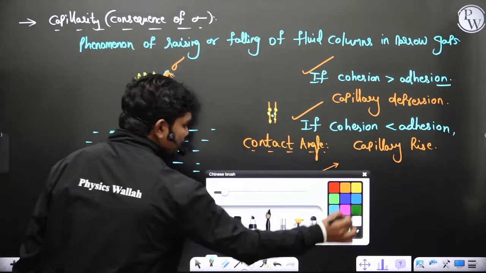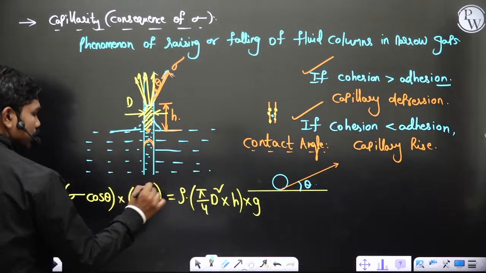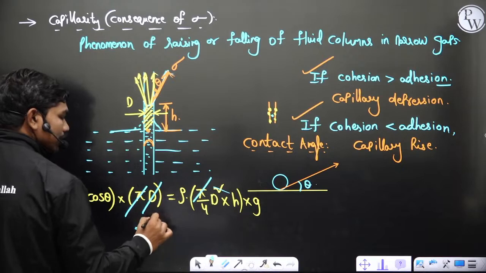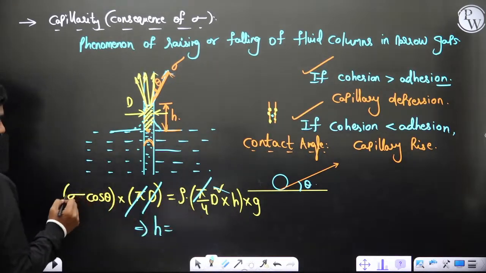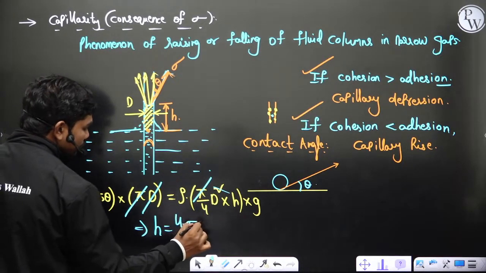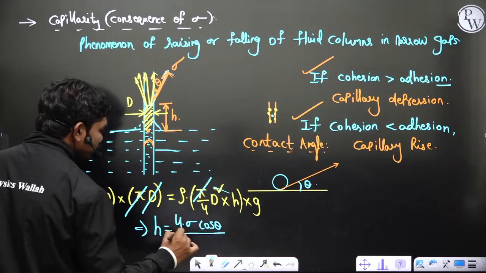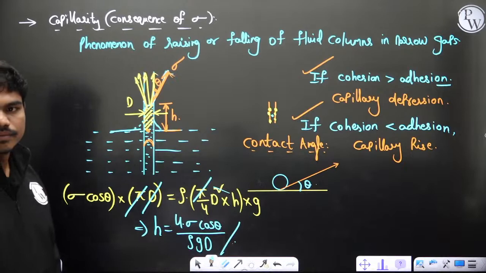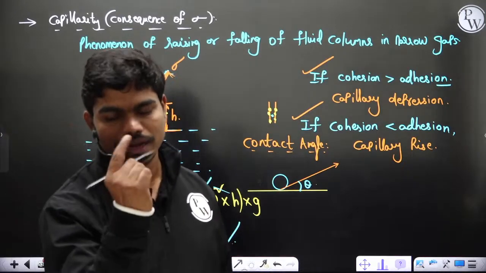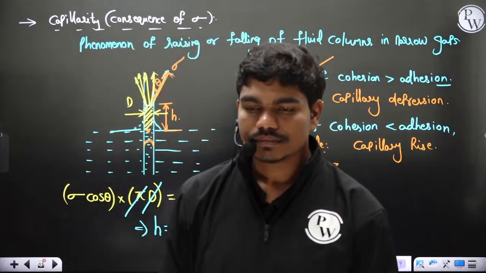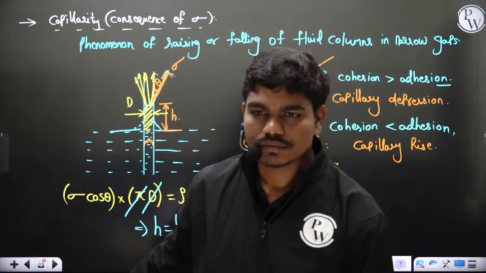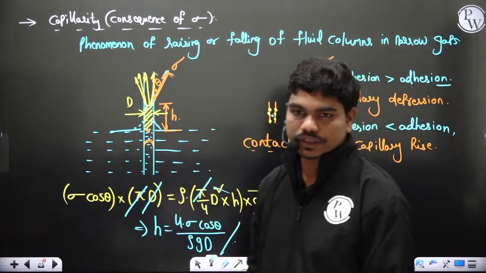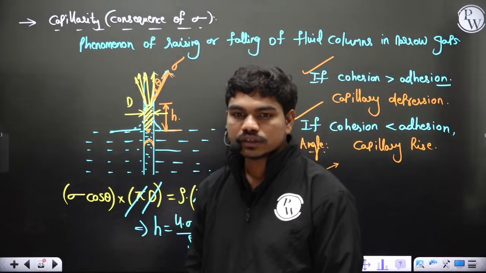If you simplify this, you can see pi and pi get cancelled, and d will cancel one time. So we have h equal to, if the 4 comes to the right hand side, 4 sigma cos theta by rho g d as the expression finally. Only one equation, that's it. 2 pi r is the circumferential contact, so this is the single equation. This is how you have it.